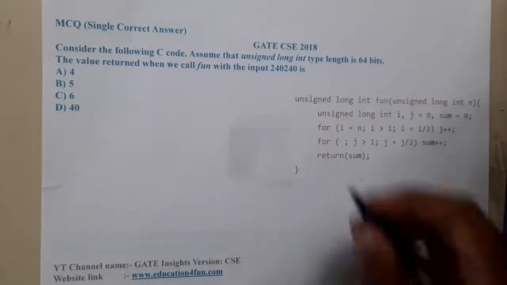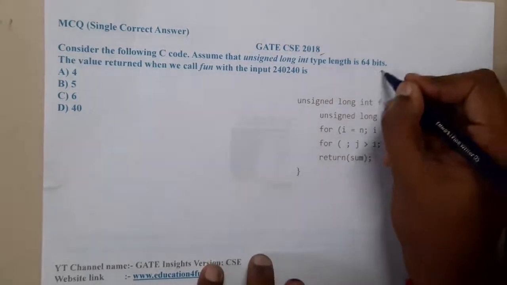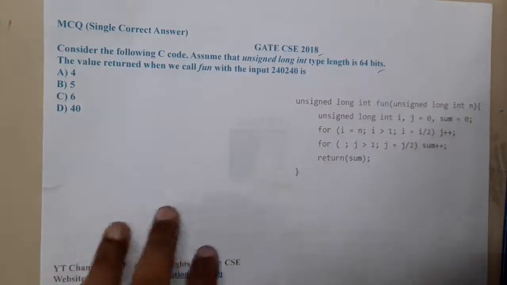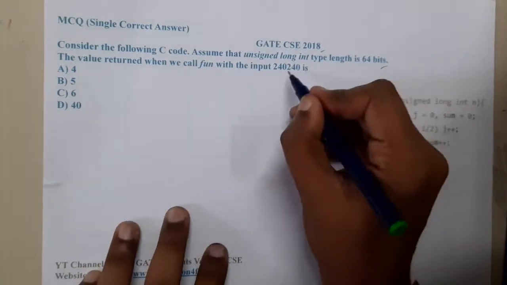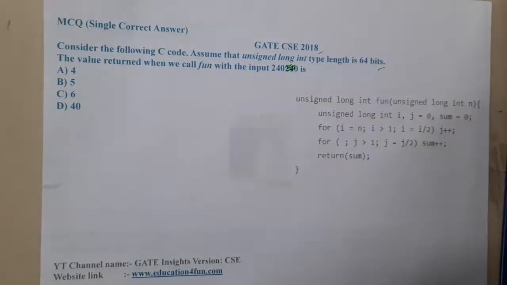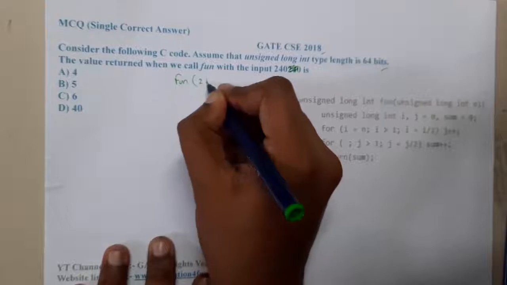This question belongs to GATE CSE 2018. The question is, consider the following C code. Assume that the unsigned long int variable carries 64 bits. What is the value returned by the function if it is called on 240? So now we are calling the function fun of 240.